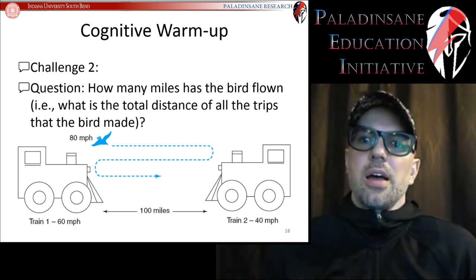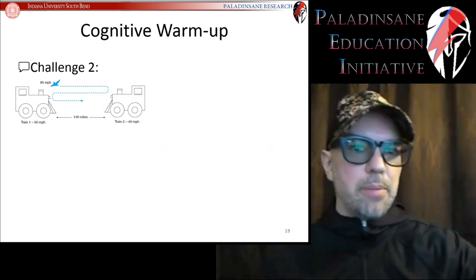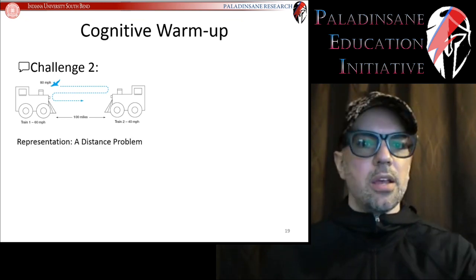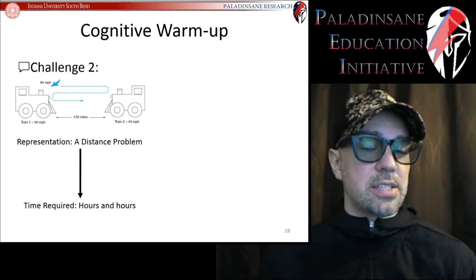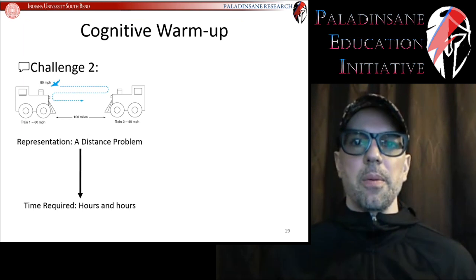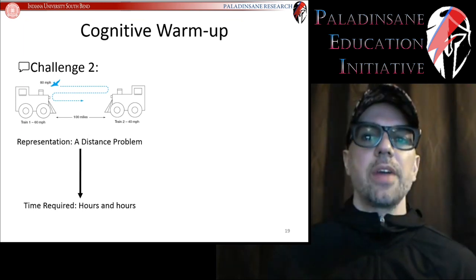And as we saw in the first day that we met back in January, if you represent this as a distance problem, you're going to take hours to solve this, and you're going to need calculus to solve this. It's a very difficult problem. Representing it as a distance problem makes this problem a challenge. It makes it very difficult.